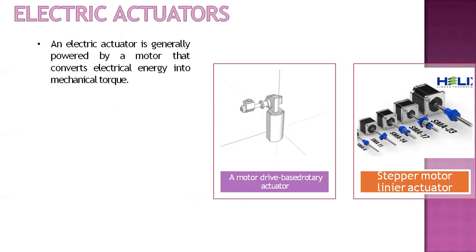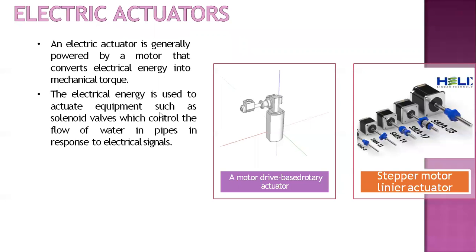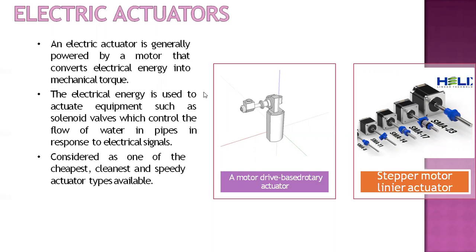An electric actuator is generally powered by a motor that converts electrical energy into mechanical torque. The electrical energy is used to actuate equipment such as a solenoid valve, which controls the flow of water in pipes in response to electrical signals. It is considered one of the cheapest, cleanest, and speediest actuator types available. Many types are there, right from solenoids to electrical motors, which we are going to discuss today.